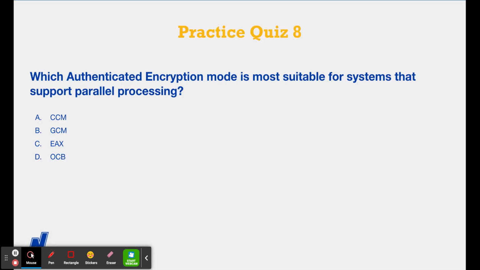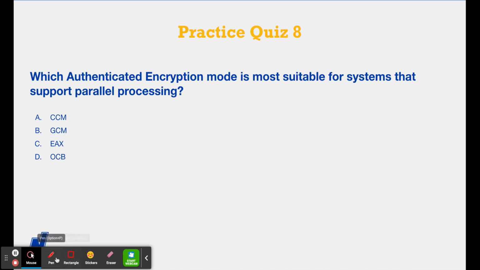Perfect. Let's do some quiz questions here. This question tests your understanding of the processing capacity of different authenticated encryption modes. Consider the characteristics of each mode and recall which can utilize parallel processing to its advantage. Is it the CCM, GCM, EAX, or the OCB?